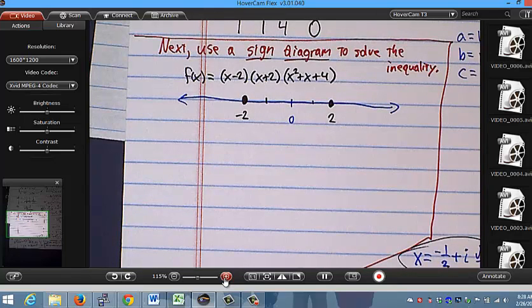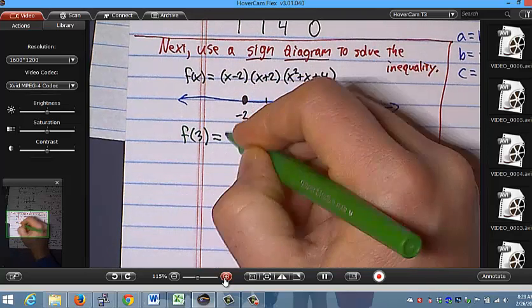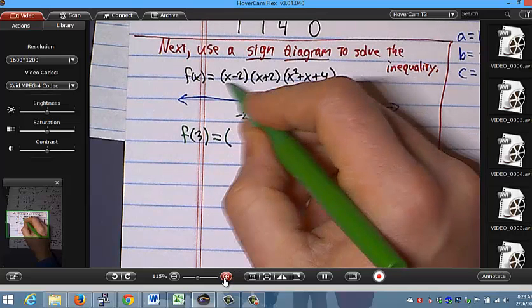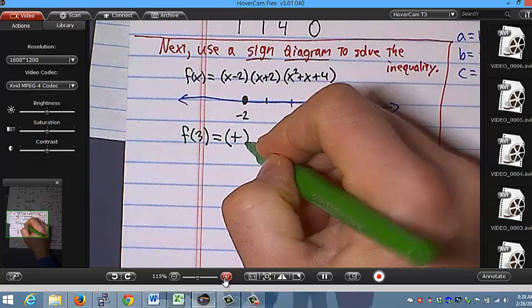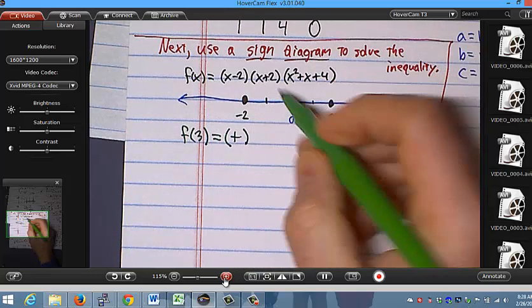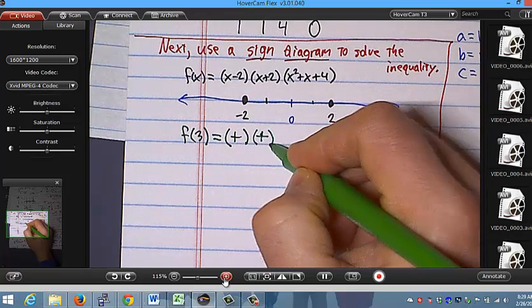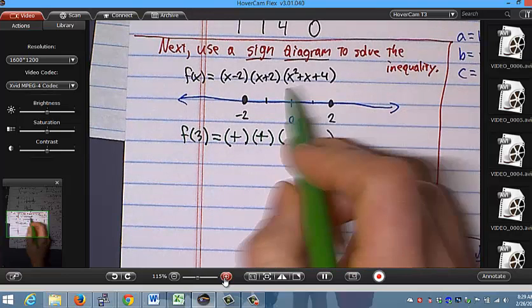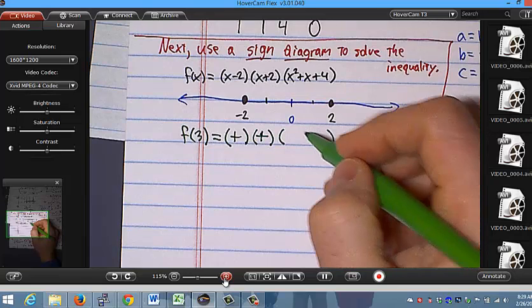You guys with me? So what I'm going to do now, for instance, is compute, give me something bigger than 2, guys. 3. So I get 3 minus 2. Now again, I don't care what it equals. All I care is that it's positive, right? 3 plus 2, 5. Positive. And when you plug 3 into here, what's going to happen? Positive or negative? Positive. Are you sure?